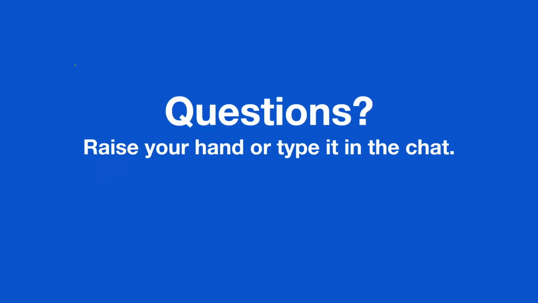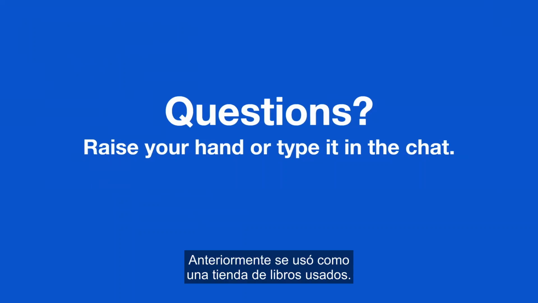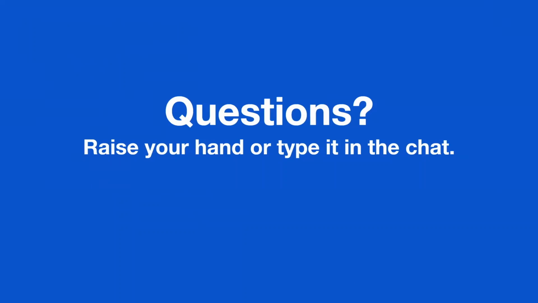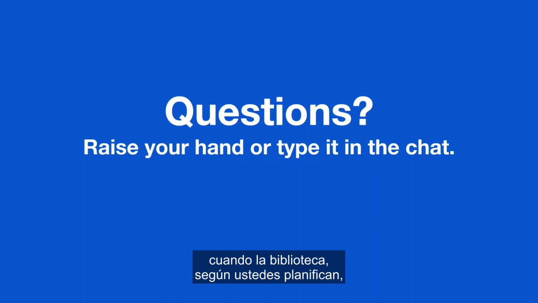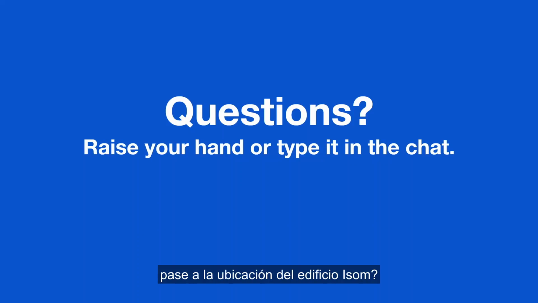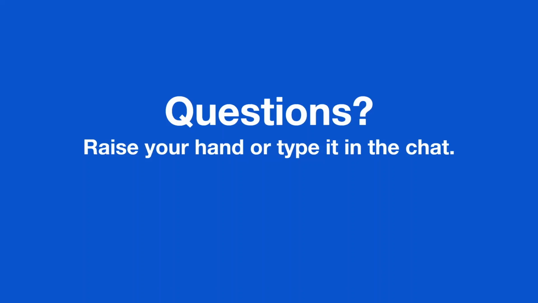Yeah, hi. So my question's about Albina. It previously was used as a used bookstore. What is the old building going to be used for when the library, as you are planning on it, moves to the location of the Iceland building?